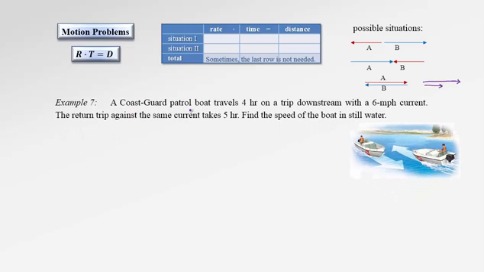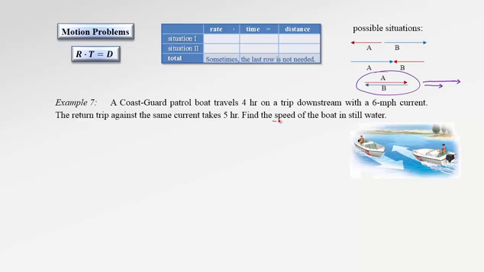A Coast Guard patrol boat travels 4 hours on a trip downstream with a 6 miles per hour current, like in the picture. The return trip against the same current takes 5 hours. Find the speed of the boat in still water. Okay, so what kind of situation do we have? Exactly this. We're talking about the same distance. So in this case, the last row won't even be needed. We are not adding distances.